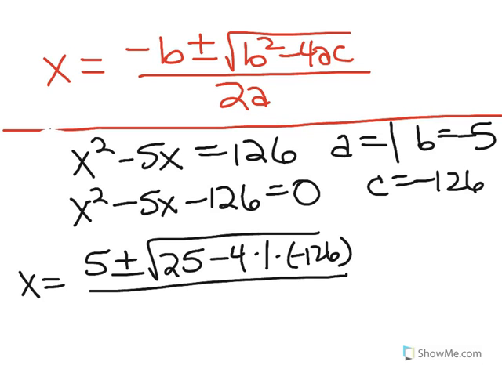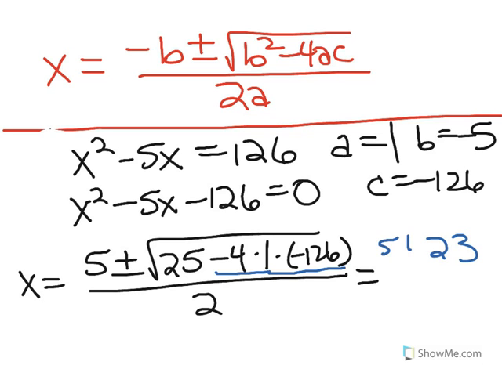All that over 2 times a. A is 1, so 2 times 1 is 2. Let's begin as we always have by evaluating the expression under the radical. Negative 4 times 1 is negative 4, times negative 126 is positive 504. 25 plus 504 is 529, and the square root of 529 is 23.